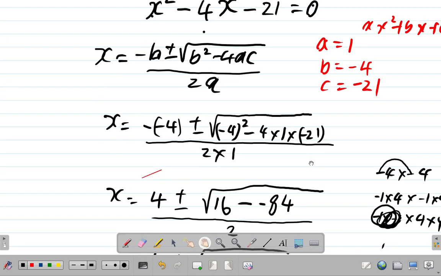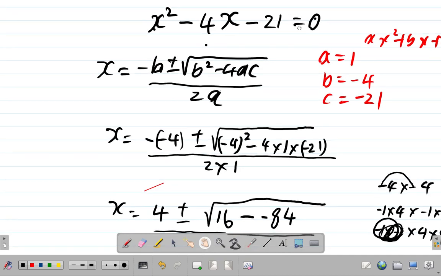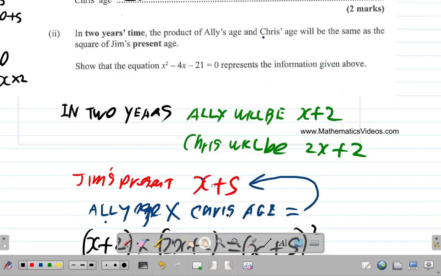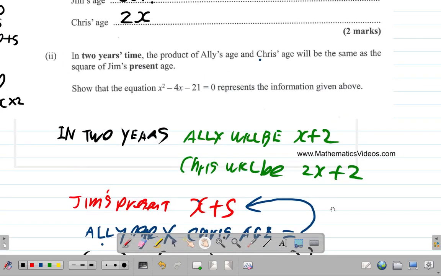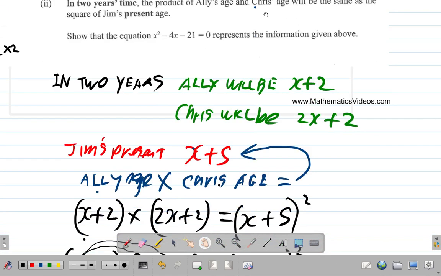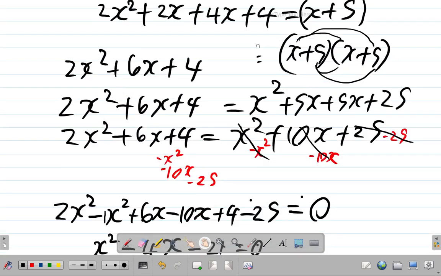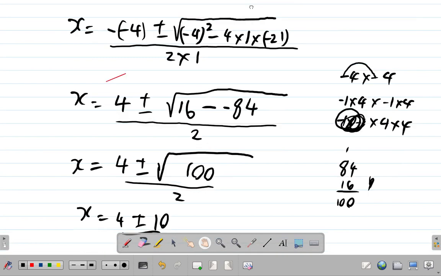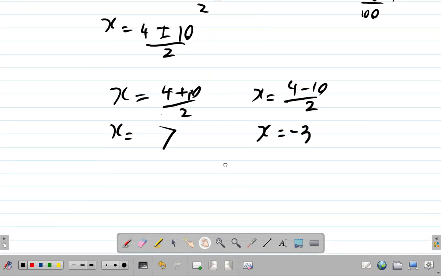Now, what did they ask you for? They ask you for... oh, I know. Remember, they asked you for Ali's age. In other words, they ask you to find x. You must calculate x and find out what x is.